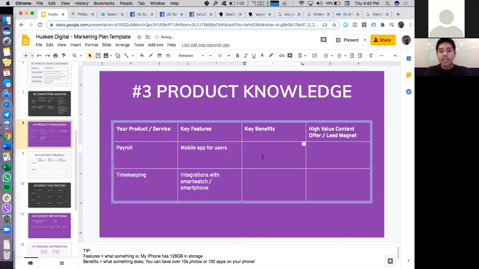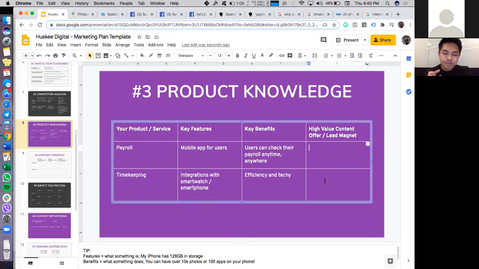And then we'll list out the benefits. Say for the benefits, users can check their payroll anytime, anywhere. And then timekeeping key benefits, the efficiency, and let's say it's techie. Let's say that's a selling point because you have a bunch of millennials or Gen Z using the software. So my key feature for timekeeping is that it integrates with your smartphone or smartwatch, and for payroll, we have a mobile app version.